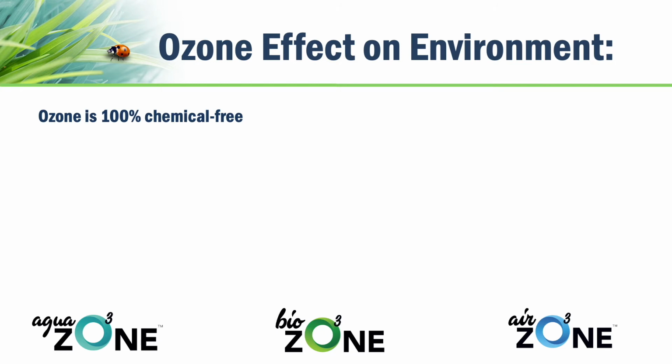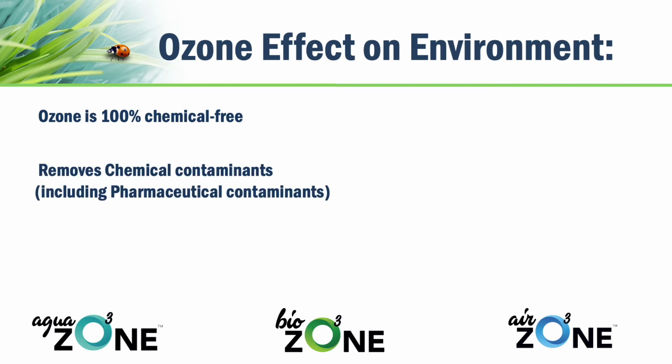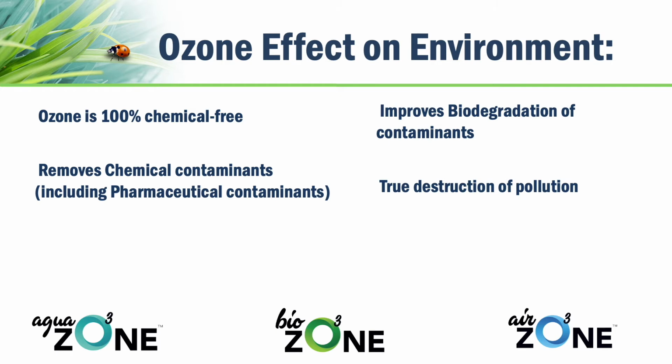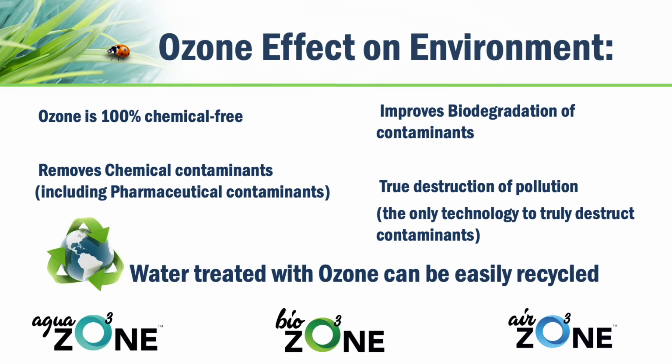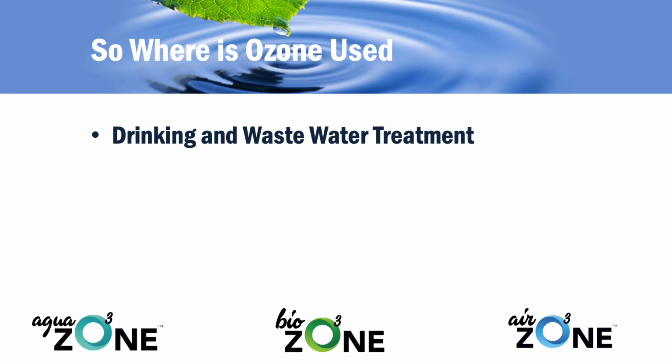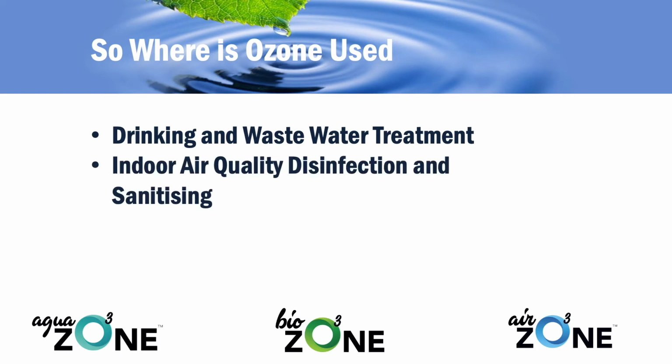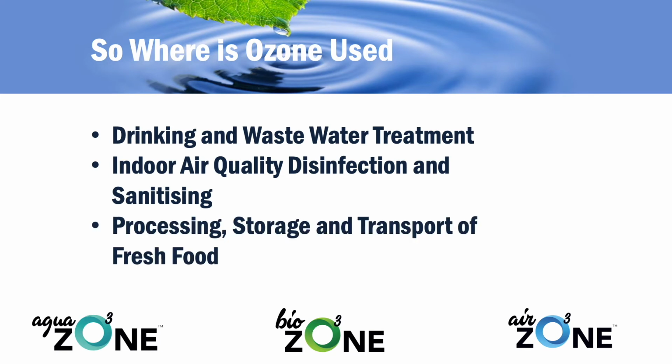The ozone effect on the environment means that it's 100% chemical free. It removes chemical contaminants, including pharmaceutical contaminants, improves biodegradation of contaminants, and it enables the true destruction of pollution, and it's the only technology to be able to do that. Water with ozone can be recycled, obviously. So where is ozone used? Drinking and wastewater treatment, indoor air quality disinfection and sanitizing, processing, storage and transport of fresh food, ozone therapy.